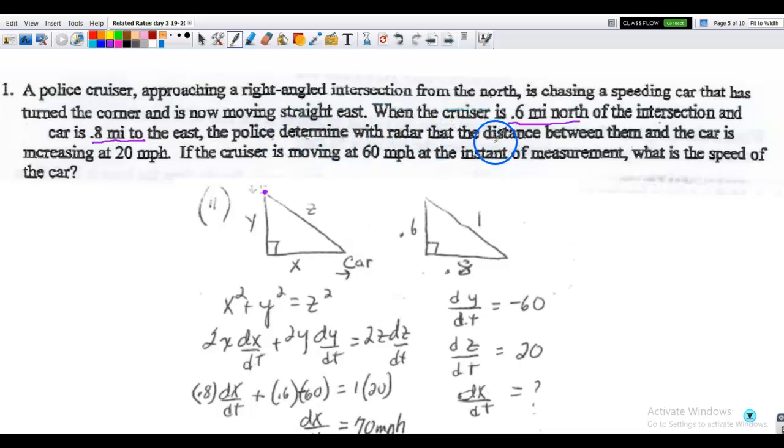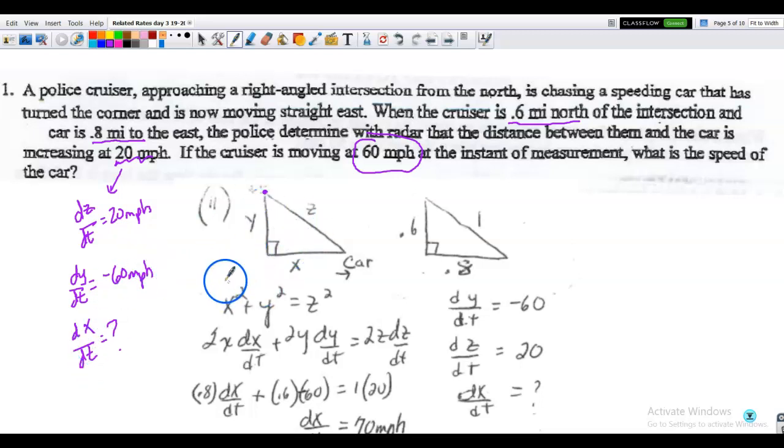The police determined with radar that the distance between them, so the distance between them is this z, the hypotenuse of your triangle, between them and the car is increasing at 20 miles per hour. So that is my dz/dt. The distance between them is increasing, therefore a positive 20. If the cruiser is moving at 60 miles per hour, now this is important to pay attention to here. Remember, the distance from the cruiser to the intersection is decreasing, therefore dy/dt is negative 60 miles per hour. At that instant, what is the speed of the car? So we're looking for dx/dt.